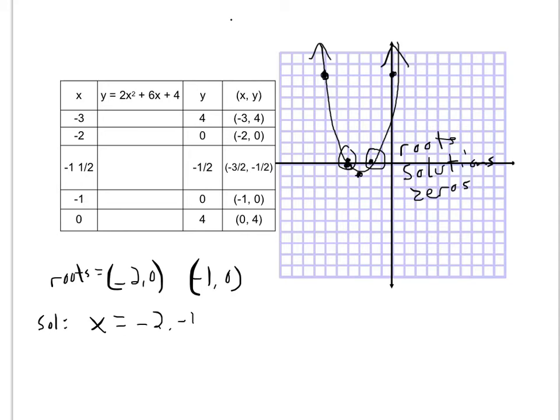So if your graph does not cross the x-axis, you need to keep adding points on each side of your table until it crosses. So 1 point lower, 1 point higher, and keep going until it crosses the x-axis.